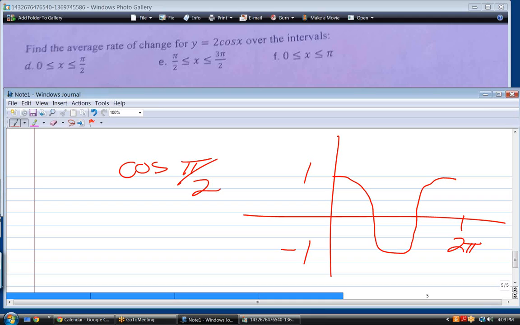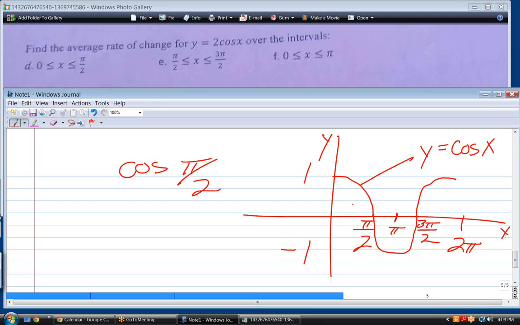Cosine. What's this point right here? What's that point there on the x-axis? Pi. So what's the point right here where it crosses the x-axis? Pi over 2. That's what you need to know. You need to know this curve at the 5 quarter points.